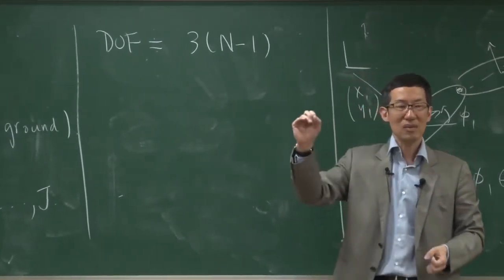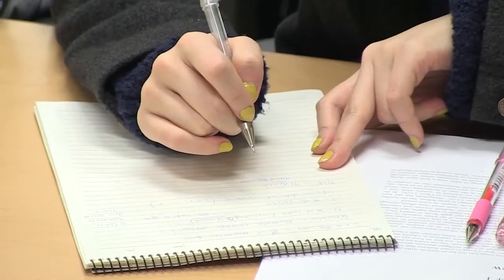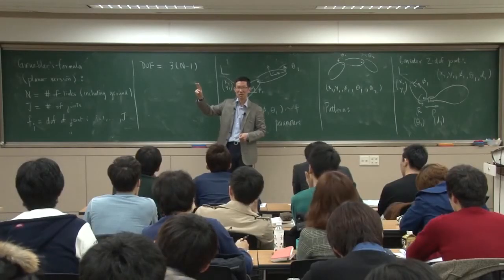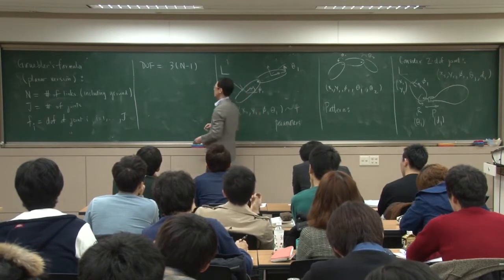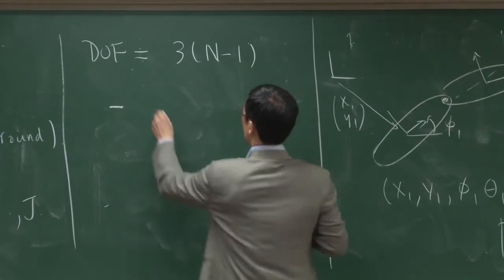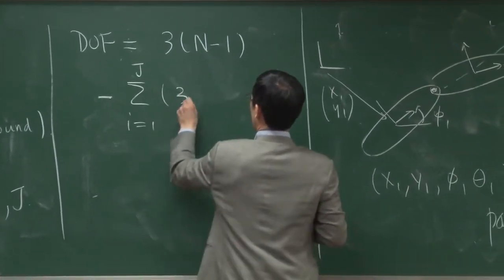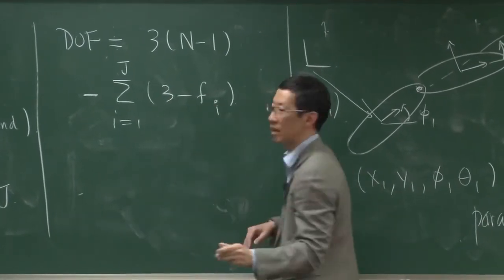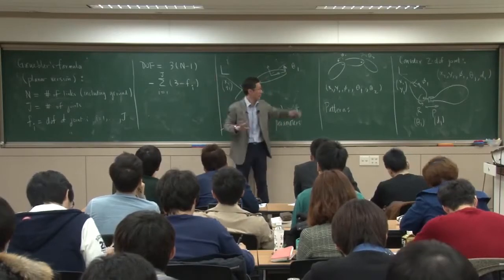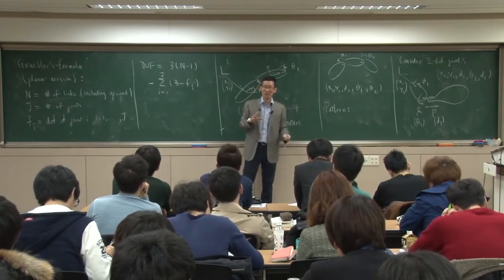Now every time you see a 1 degree of freedom joint, the total degrees of freedom goes down by 2. For a 2 degree of freedom joint, the total degrees of freedom goes down by 1. So minus the summation from i from 1 through J of 3 minus f sub i. This formula captures the reasoning that we described earlier.